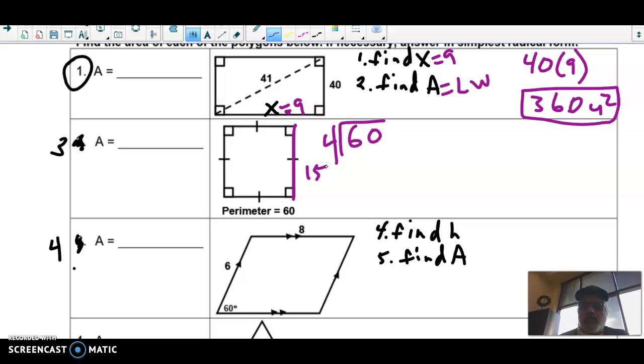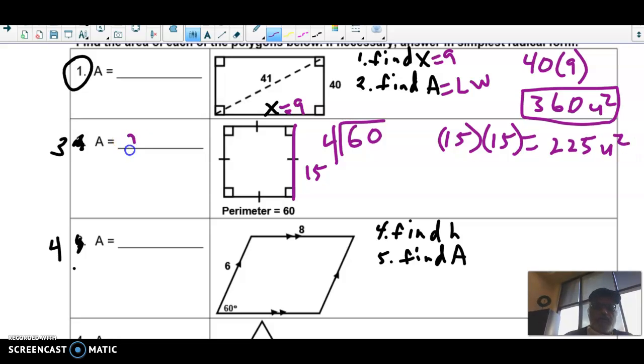And then it's going to be 15 length times width. It's just 15 times 15, which is 225 units squared. And that's number 3.